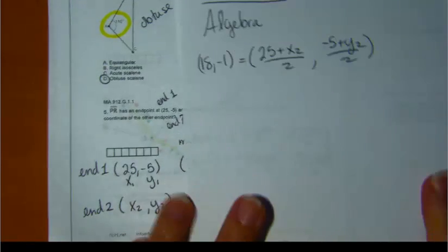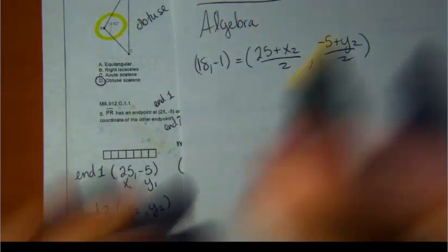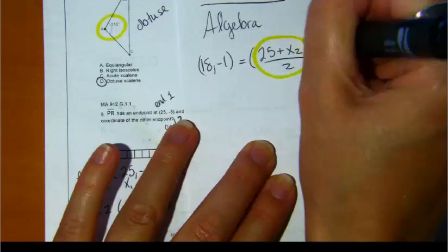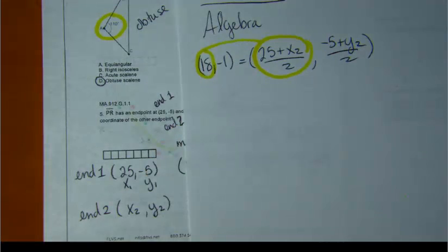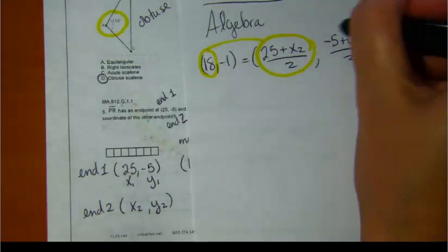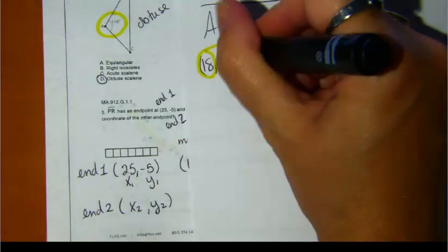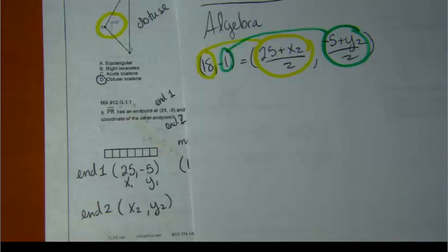I'm going to take that setup that I have. This part equals 18. And this part equals negative 1.